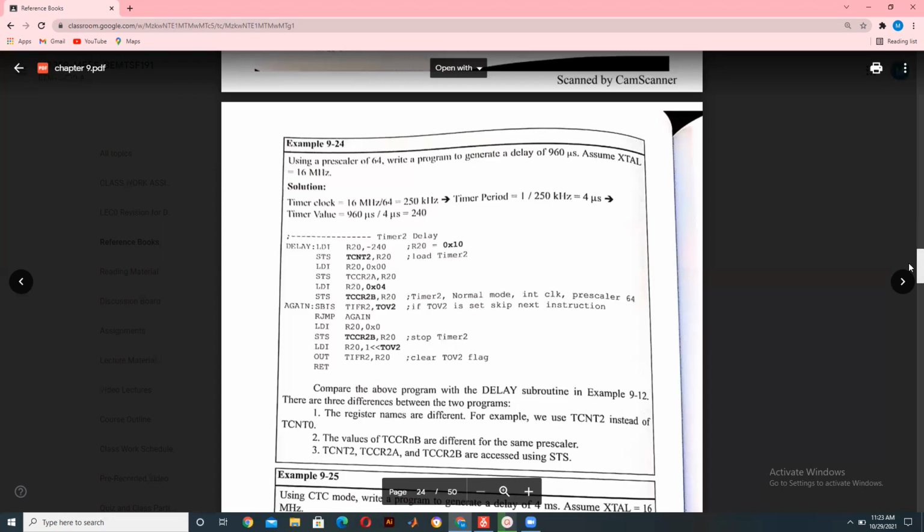So as we have the value, we would be declaring R20 equal to 240. Then after that we would load it into the register TCNT2 with 00, then the high delay, then 2A, and after 2A we would have 2B. So for 2B, as it is 4 cycles, it's 0x04, and then TOV2 is on, the flag is on, and then this goes ahead.